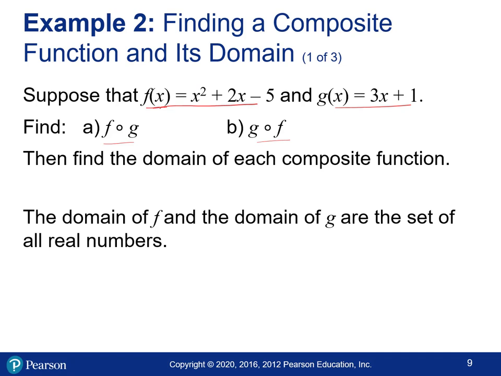Notice for this function up here, no matter what number you plug in for x, you're going to get a real number out. So that's why the domain for f is just all real numbers, negative infinity to infinity. Same thing with g. If you plug in any number for x, you're going to get a real number out. You're not going to get something undefined or imaginary. So that's why that domain is also all real numbers.